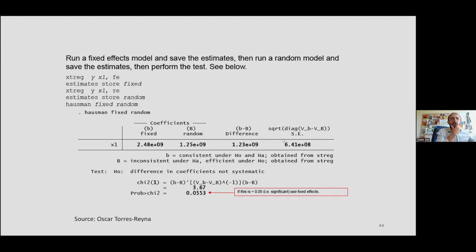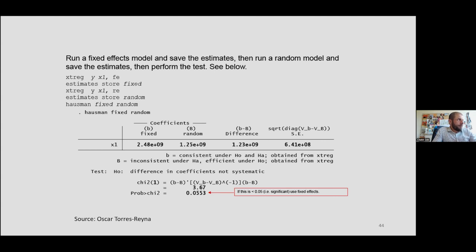And here, I remind you that the H0 is that the error term and the covariates are uncorrelated. So if we reject that, this means that they are correlated, and therefore we cannot use the random effects, but we have to use the fixed effects. So here from this test, as you can see, the p-value of the test is 0.05, which means that it's statistically significant. And if it's statistically significant, we reject the H0, and therefore we cannot use the random effects, but we have to use the fixed effects model, right?